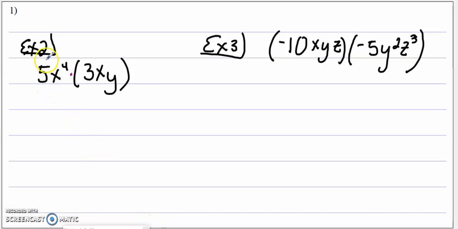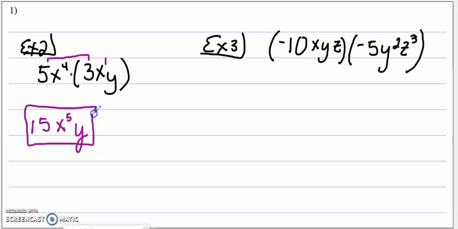Okay, so same thing. Take the coefficients and we multiply them. So 5 times 3 is 15. And then x, remember when there is no exponent, it's a 1. So 4 plus 1, if you need to, write that in. So that's x to the 5th. There are no y's out here. So this is y to the first, so it's just going to stay y.